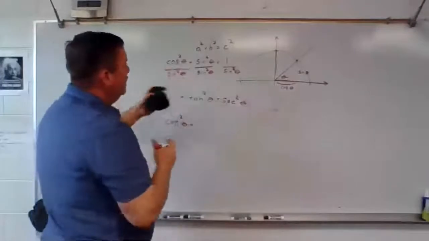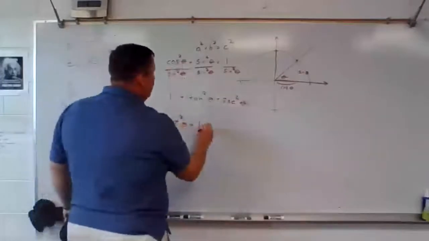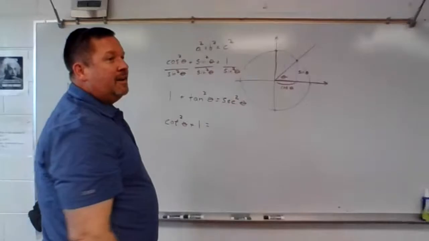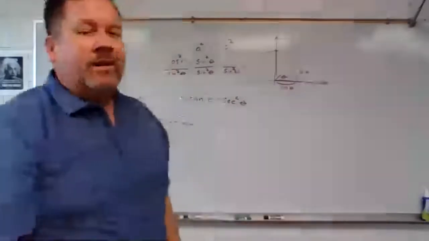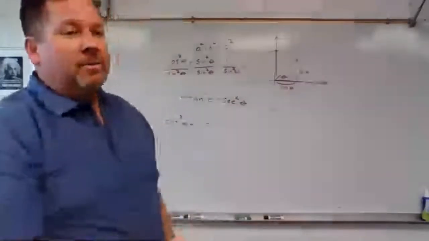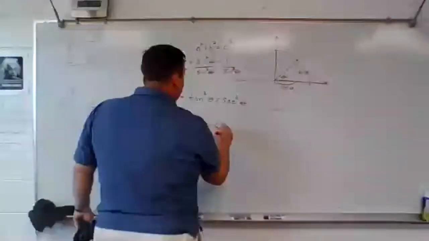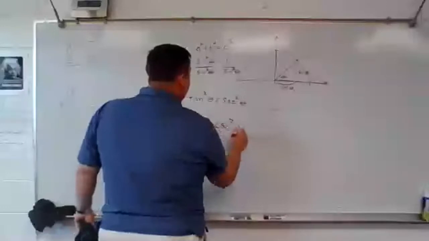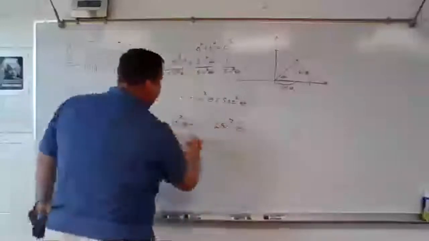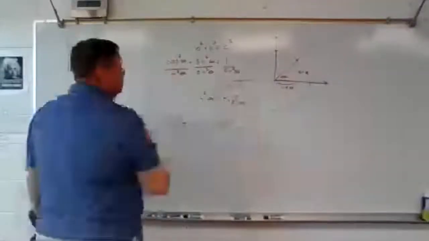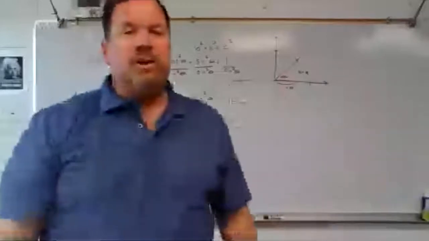Sine squared over sine squared, 1. About 1 over sine squared. That's going to be 1 over sine times 1 over sine, or cosecant squared theta. So do me a favor, keep both of those in your notes as well.